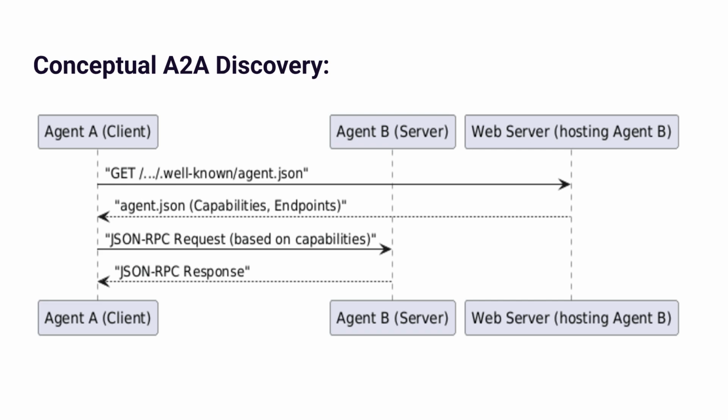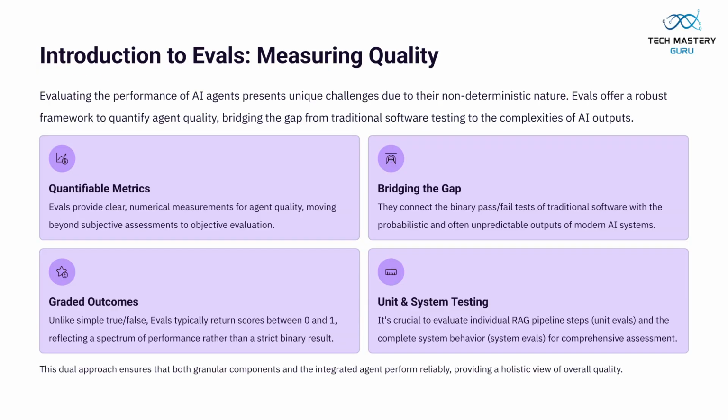This diagram outlines conceptual A2A discovery. Agent A, as a client, discovers the capabilities and endpoints of Agent B, hosted on a web server, by querying its agent.json file. Agent A then makes a JSON RPC request based on the discovered capabilities. Evaluating AI agents requires evals to measure quality. These provide quantifiable, graded metrics, typically scoring between 0 and 1. They bridge the gap from traditional software testing to AI's probabilistic outputs and are essential for both unit and system testing.